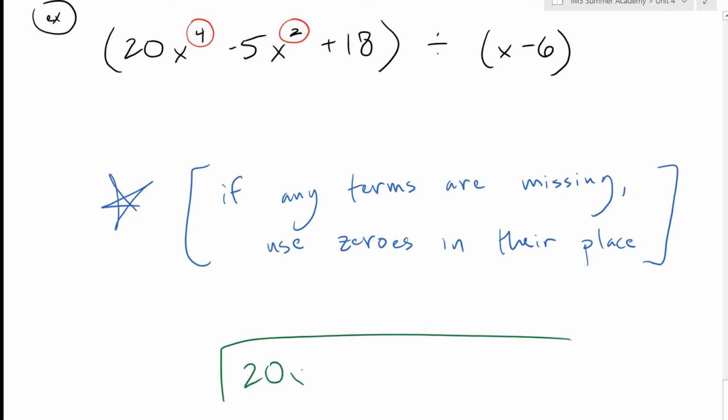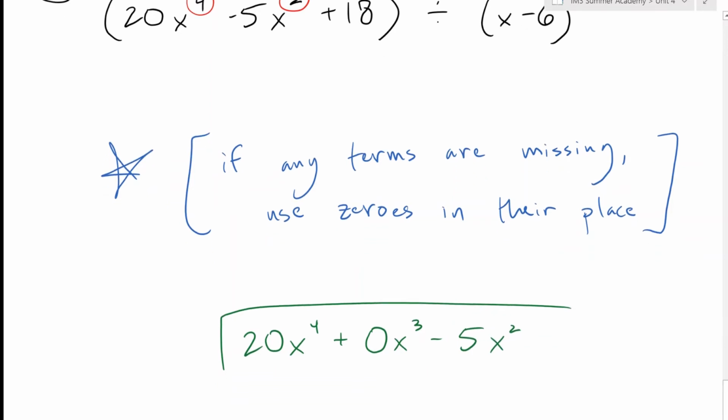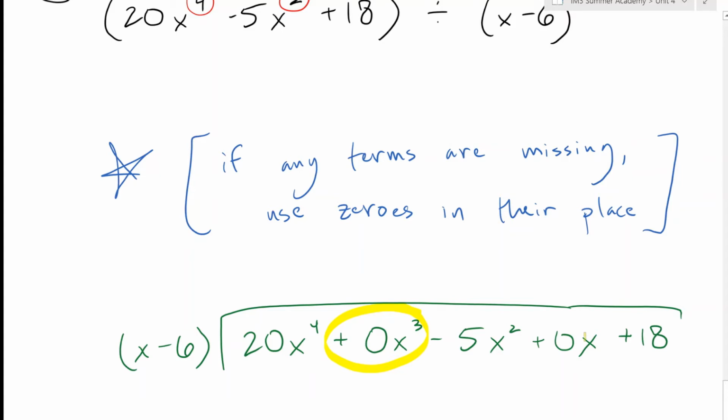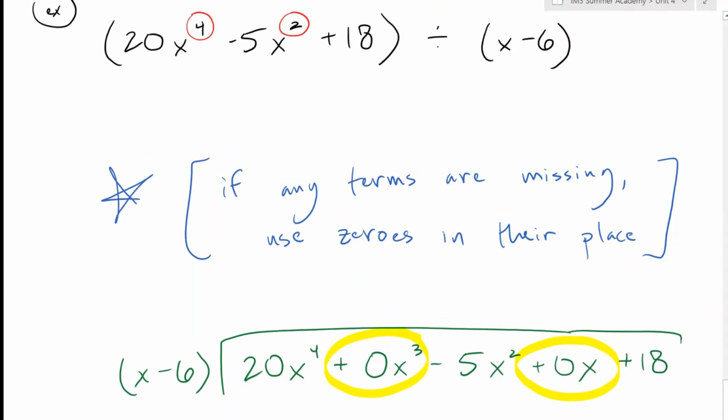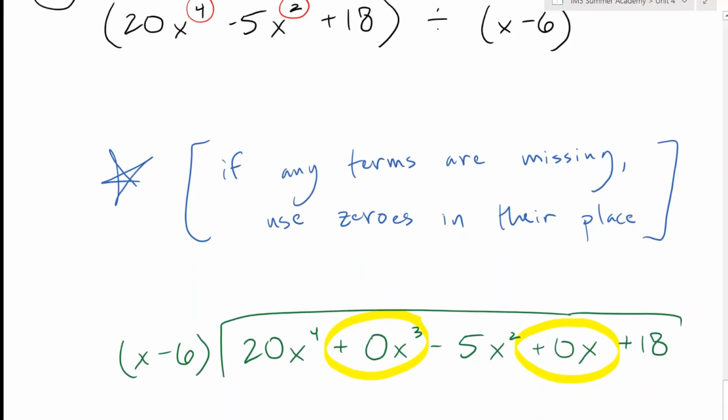That's fine. I can start with 20x to the 4. I don't have an x³, so I'm going to write plus 0x³. I do have an x², so I'll write that. I don't have a regular x, so I'm going to write a plus 0x. And I do have the 18 at the end. Okay, so anytime I'm missing something, I need to fill it in with the placeholder here, and I'll highlight those placeholders, because we would still do the problem as normal.